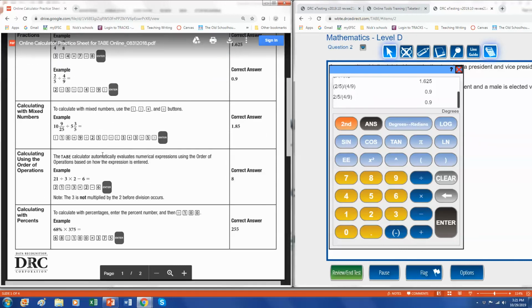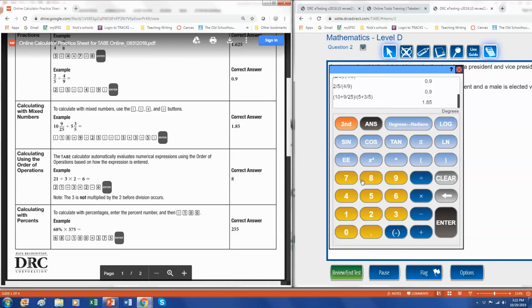All right, on the next one we're going to do mixed numbers. For mixed numbers you do need parentheses, so that would not be the time to try to not use a parenthesis. All right, so 10 plus 9 divided by 25, parenthesis divided by, make sure you get the opening parenthesis, 5 plus 3 divided by 5. And then we get 1.85, which is our correct answer. That's how we do mixed numbers and fractions.